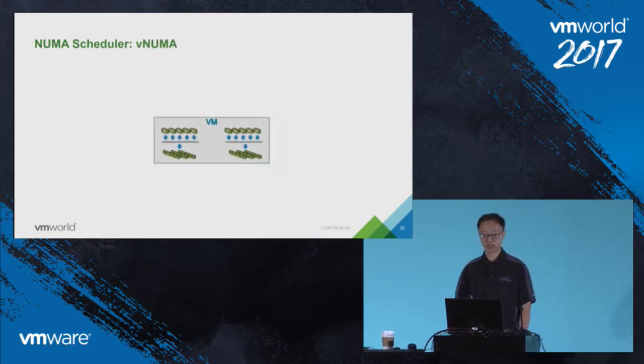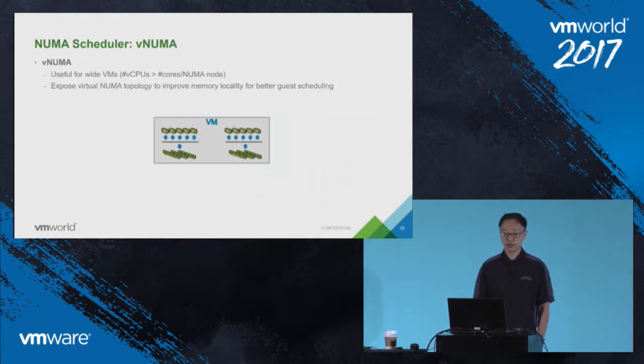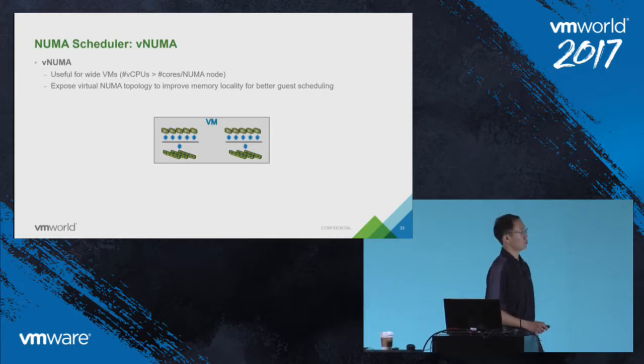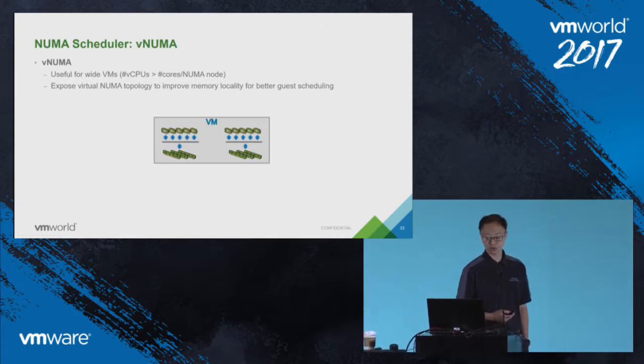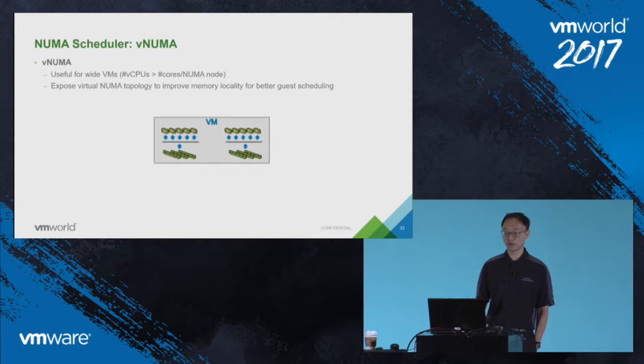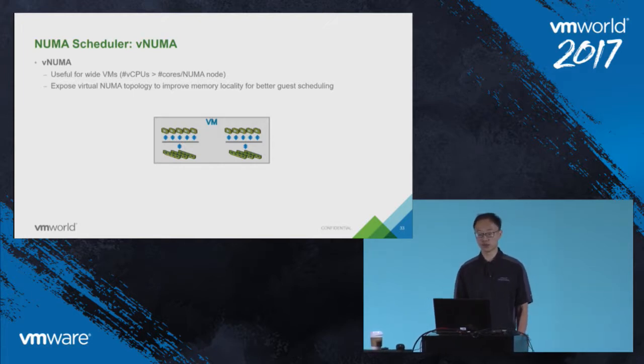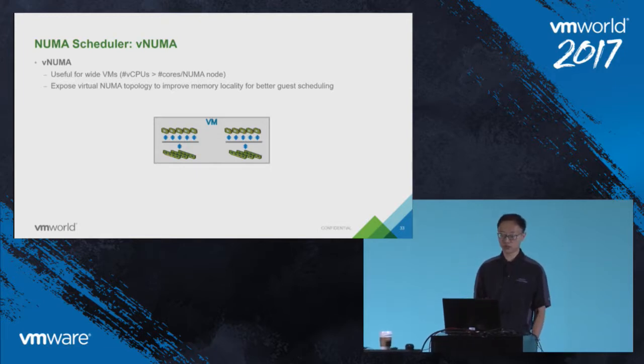vNUMA. Let's quickly go through this. So vNUMA is basically where one VM is broken into 2 different virtual NUMA nodes, which applies to VMs which have more vCPUs than the cores per physical NUMA node. Exposing the virtual NUMA topology to the guest helps the guest decide where to run which workload.